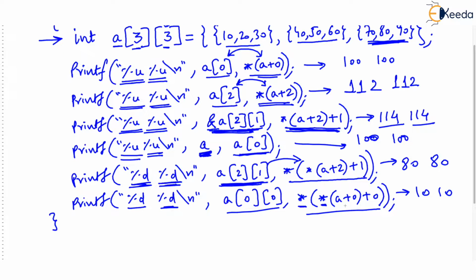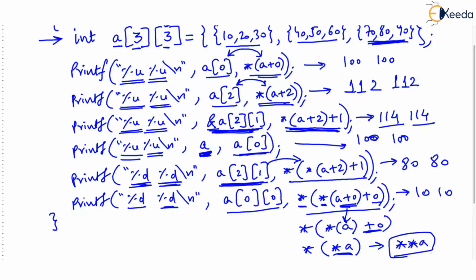Asterisk A plus 0 plus 0. This is the same as asterisk A plus 0, because A plus 0 is simply A. But this is the same as asterisk A, because anything added with 0 is the same thing. This is the same as asterisk A. So if you write 2 asterisks followed by the name of a 2-dimensional array, then you will get the row 0, column 0 value.